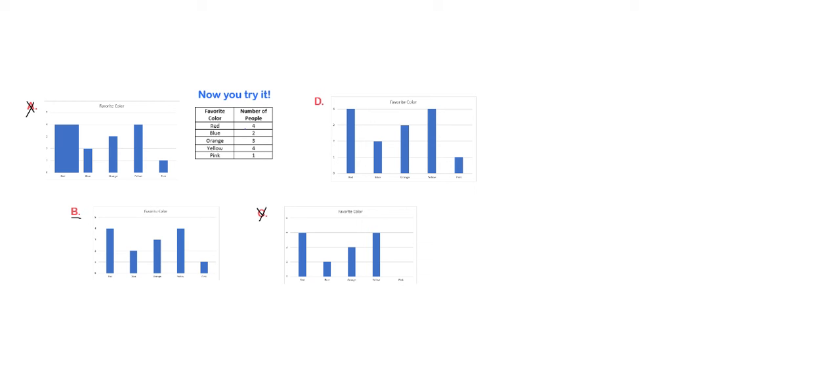Except the maximum number is the same as the value of red and yellow, and I don't know whether the value of red and yellow goes beyond the maximum value, so therefore it is wrong. Now I can conclude that option B is correct. Congratulations! Now you're ready to draw and interpret graphs on your own.